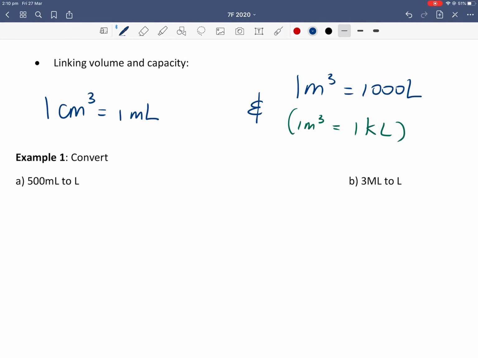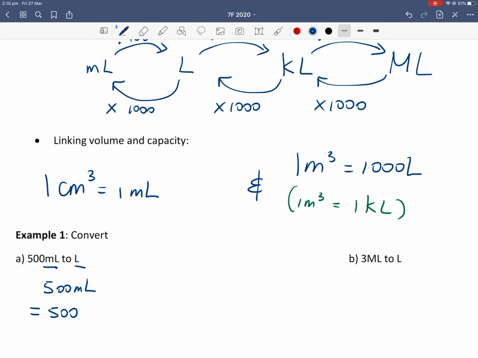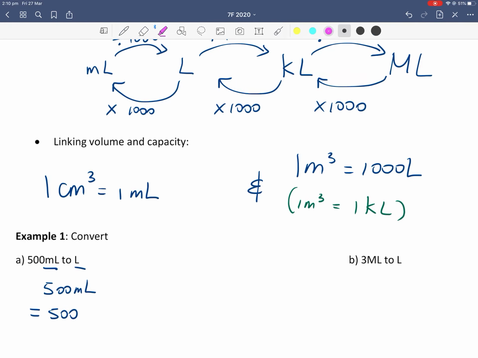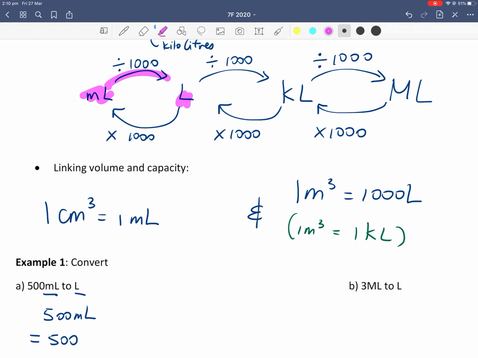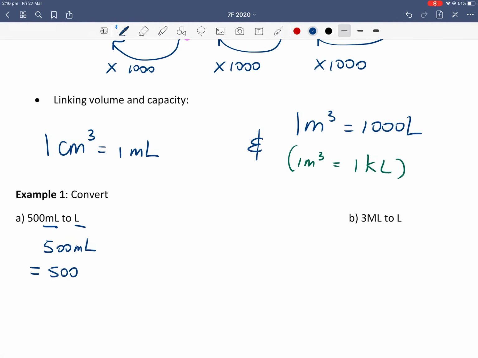Example 1, doing some unit conversions. We want to go from milliliters to liters. As per usual, write down the question: 500 milliliters is equal to 500. Now go back to your caterpillar diagram. From milliliters to liters, we need to go on the top arrow, which is divide by 1,000. So that's 500 divided by 1,000. You're in term 2 now, so you are allowed to use a calculator. Or if we do 3 decimal hops, that's 0.5 liters.